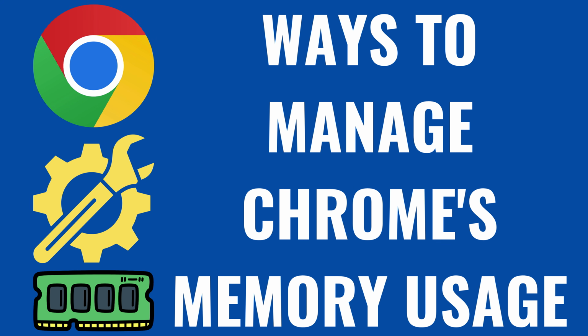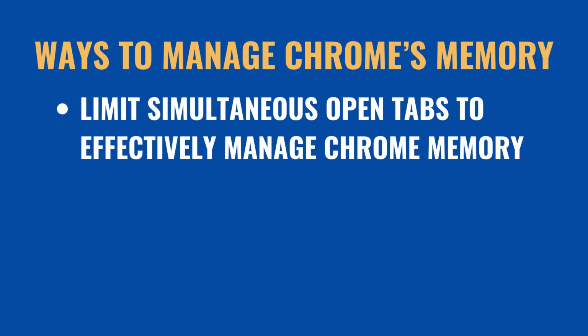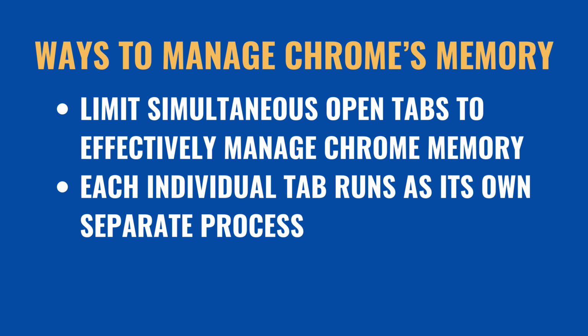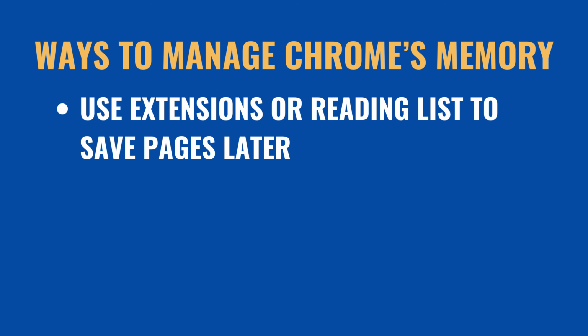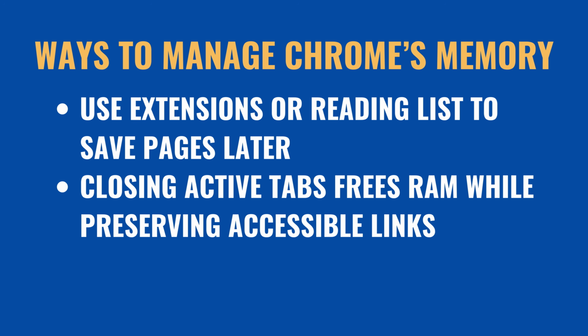One of the most effective ways to manage Chrome's memory usage is to simply limit the number of tabs you keep open simultaneously. Each tab in Chrome runs as its own individual process, which is great for stability but terrible for your RAM. If you find yourself needing to save dozens of pages for later, consider using a tab management extension or Chrome's built-in reading list feature. This allows you to close the active tab and remove it from your RAM while still keeping the link easily available for when you actually need to read it.